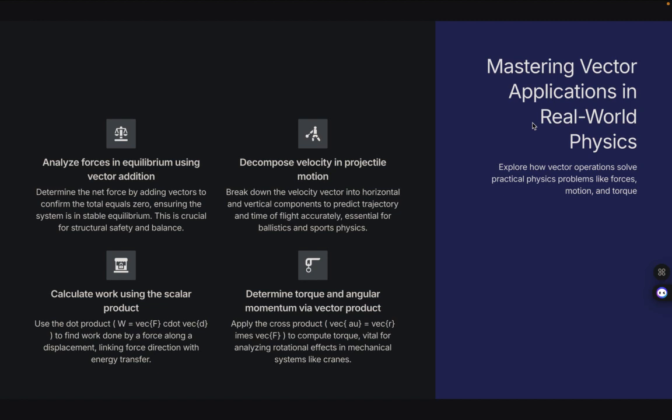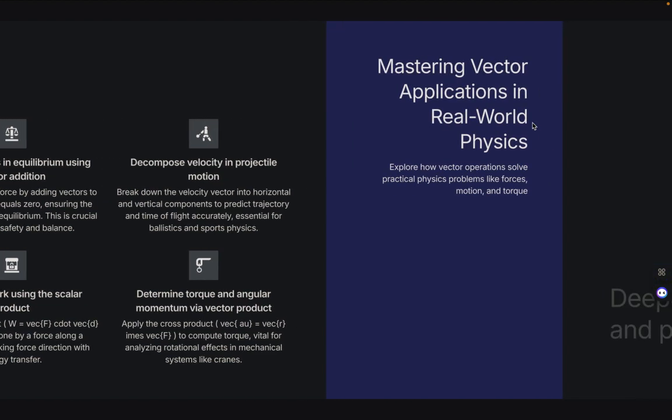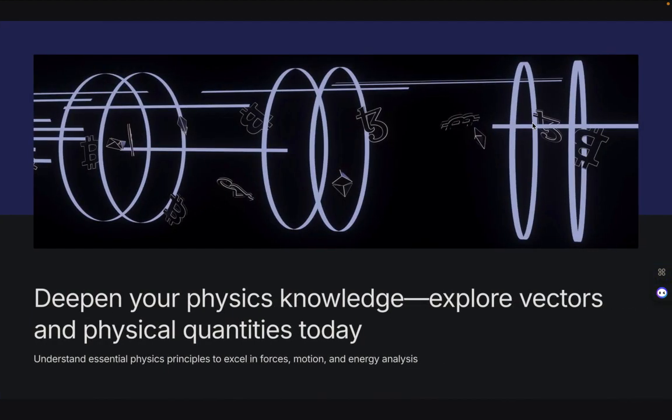So calculate work using scalar product. So when we use the dot product, to find work done by a force along a displacement, we link direction with energy transfer. And then lastly, determine torque and angular momentum via vector product. So apply cross product to compute torque, vital for analyzing rotational effects in mechanical systems like cranes. So those are real world applications.